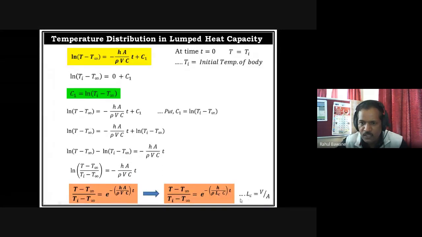So for a sphere, even though it is spherical, we can find out a length of the sphere, but that length is called a characteristic length. And it is a universal formula: characteristic length is volume upon surface area. So either using this formula or the characteristic length formula, we can find out the respective temperature for the corresponding time.